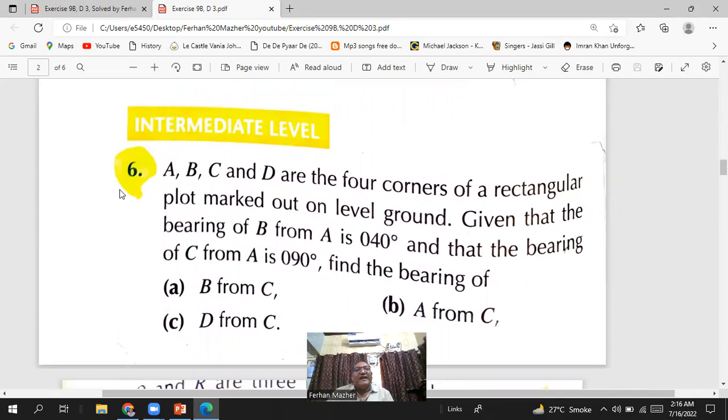It says A, B, C, and D are the four corners of a rectangular plot marked out on level ground. Given that the bearing of B from A is 40 degrees, and that the bearing of C from A is 90 degrees, find the bearing of B from C, A from C, and D from C.